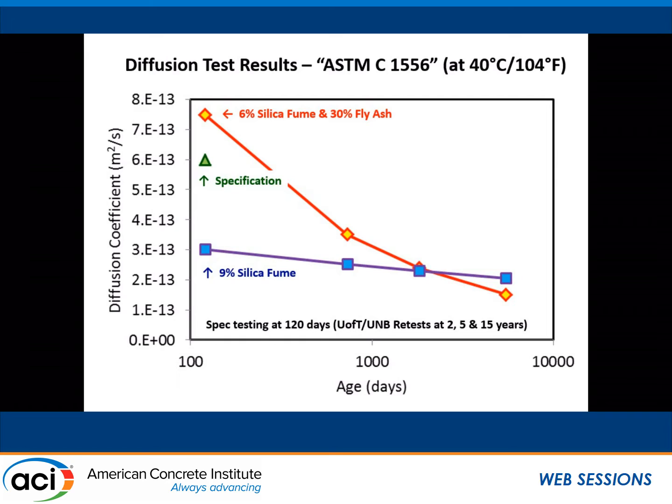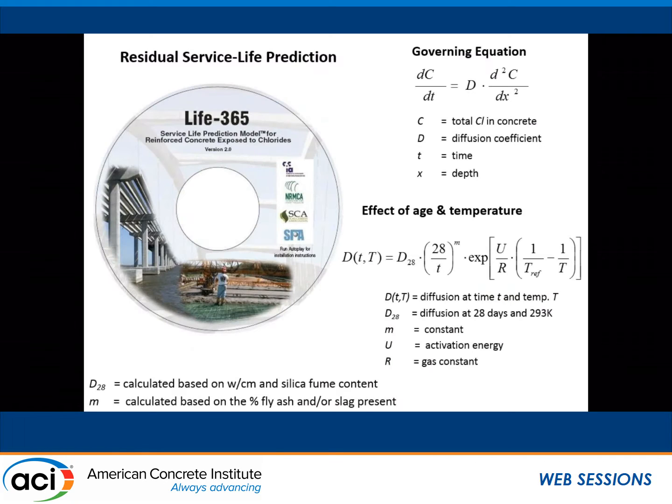Now, you might think waiting for 15 years to get a really low diffusion coefficient is too long, but if you're designing something for 100 years, you really should know what's happening in the first 15 years. The use of the second SCM is really helping long term.